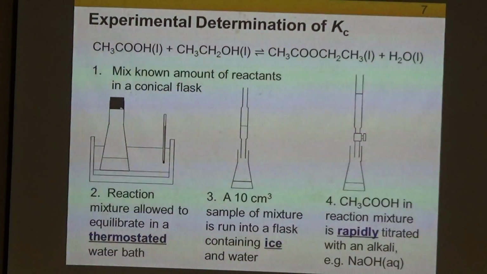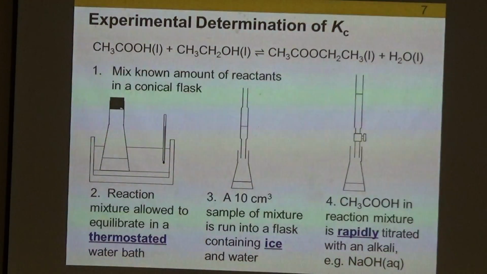Next, the ethanoic acid is rapidly titrated with an alkali, for example sodium hydroxide. So think about why it's rapidly done. Think about why you need to control the temperature at first in the water bath. Why, when you extract the sample, do you need to put it in ice? And third, why do you need to do the titration rapidly?